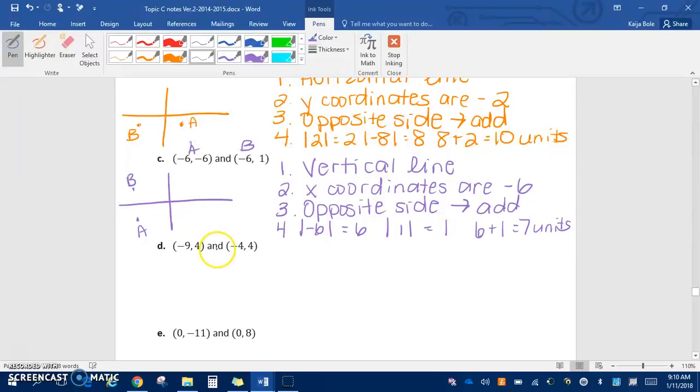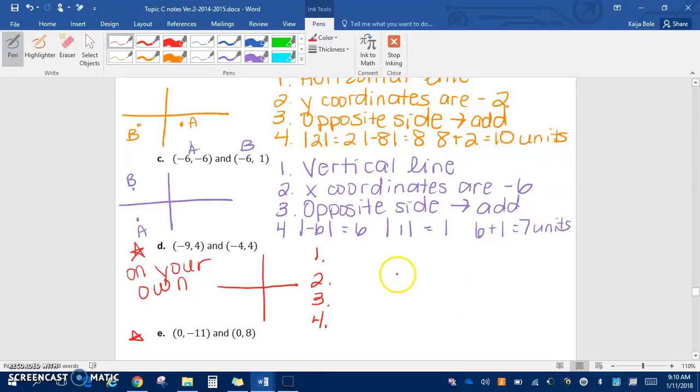Okay, so I know that was a lot. I know it's a lot of steps, but I do want you to try D and E on your own. Alright, so first, of course, draw your picture and then label your 4 steps. 1, 2, 3, 4. Alright, so go ahead and try D and E on your own, and then we will go over the answers in class all together, and then we will do some more practice as well.